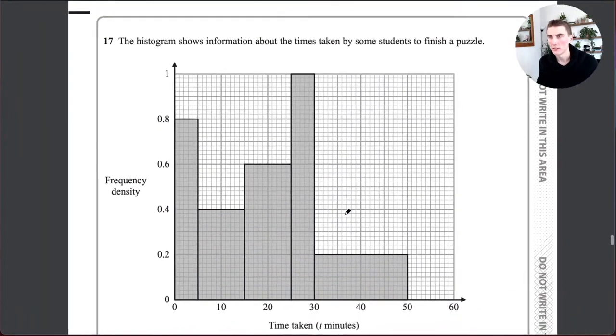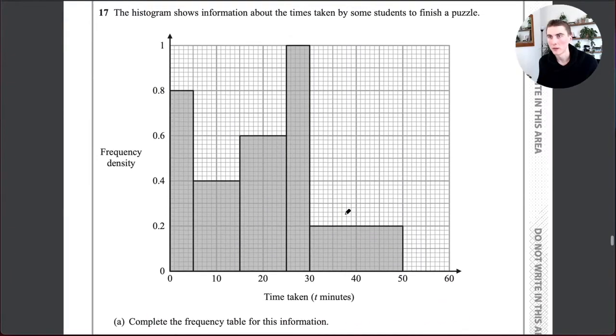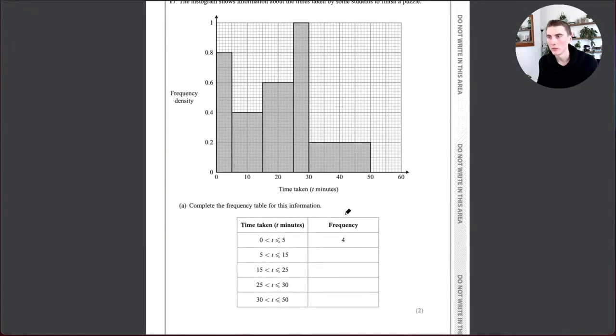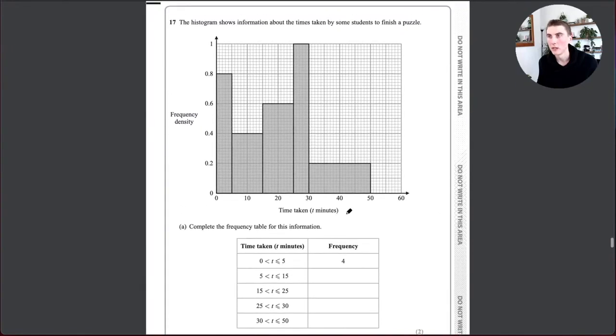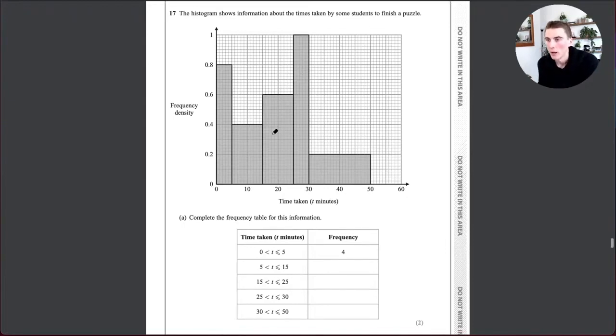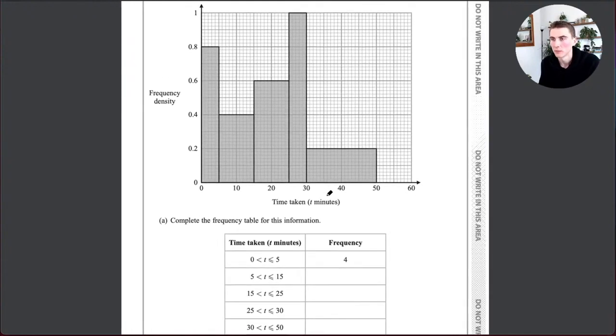Okay, number 17 then. So we're going to have to scroll out a fair bit here as well. Hope you can still see that. I know it's not ideal. So the histogram shows information about the times taken by some students to finish a puzzle. So basically how long it takes students to finish a puzzle. Here's the histogram. We can see we've got time on the x-axis, frequency density on the y-axis. And for part A, it says complete the frequency table for this information.